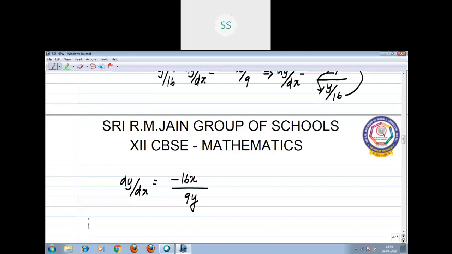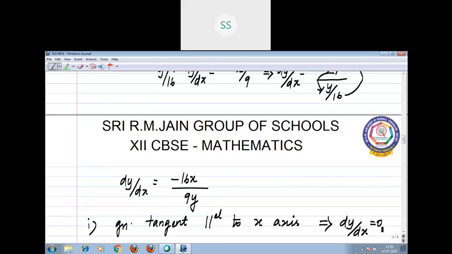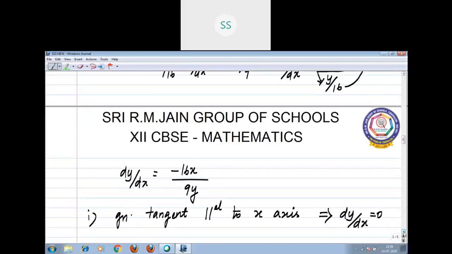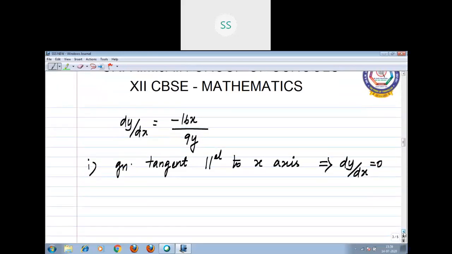First subdivision, what is given, you see, parallel to x-axis. That means the tangent is parallel to x-axis. That is the meaning, right? Given tangent parallel to x-axis, which implies dy by dx equal to 0. Parallel tangent to x-axis. Now your dy by dx is minus 16x by 9y. You are going to compare, right?